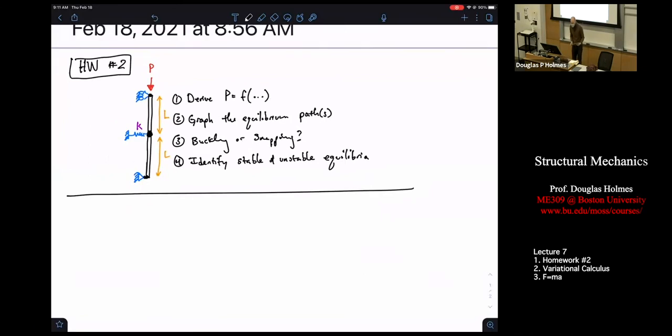So to get some practice with this, I cooked up a slightly different problem. The second homework, I had it on the syllabus as going out last week, but we're off by a little bit. That's okay. So this will be the second homework. It's just one problem. And it's 2 bars that are of length L. You can think of these as being rigid. They're not going to deform. They're not going to change length at all.